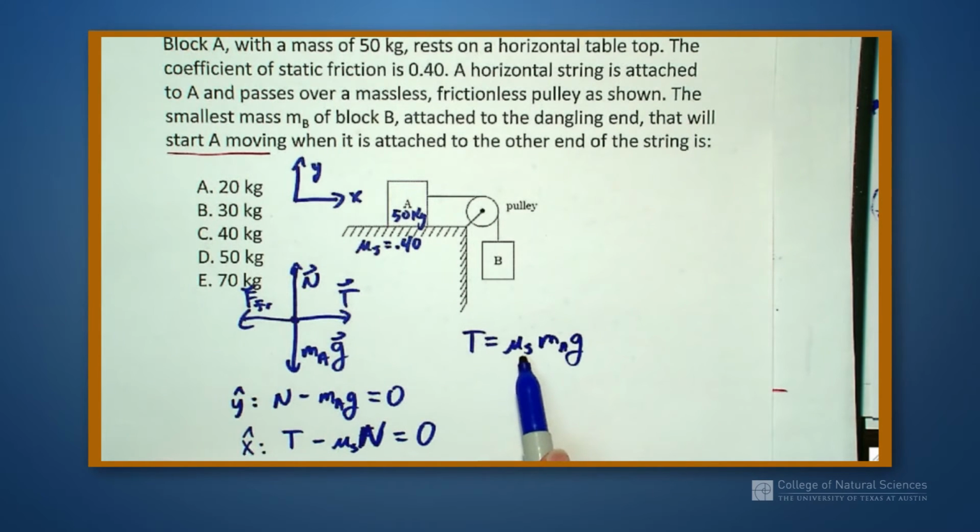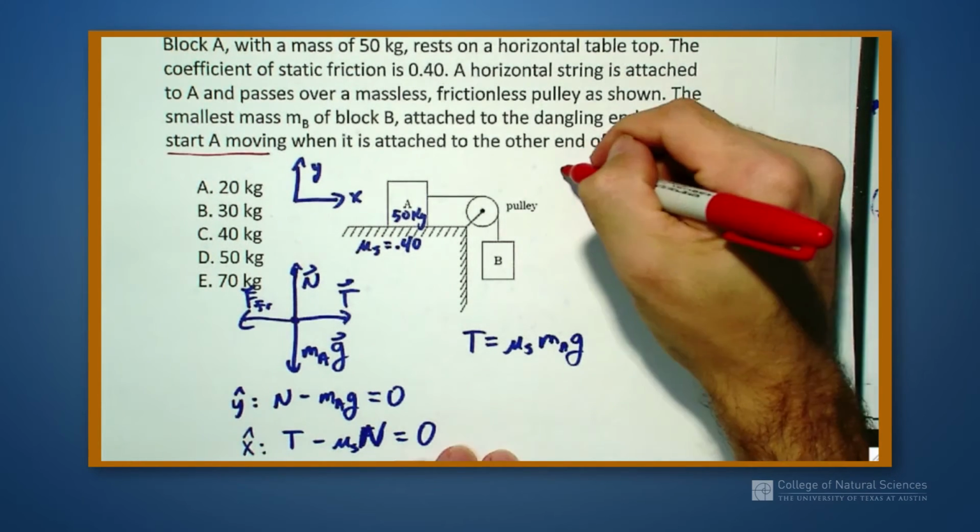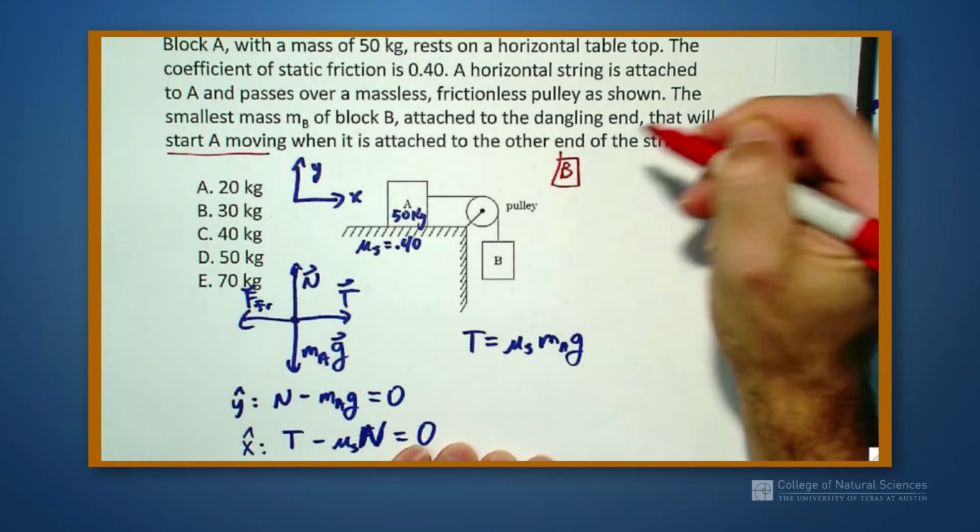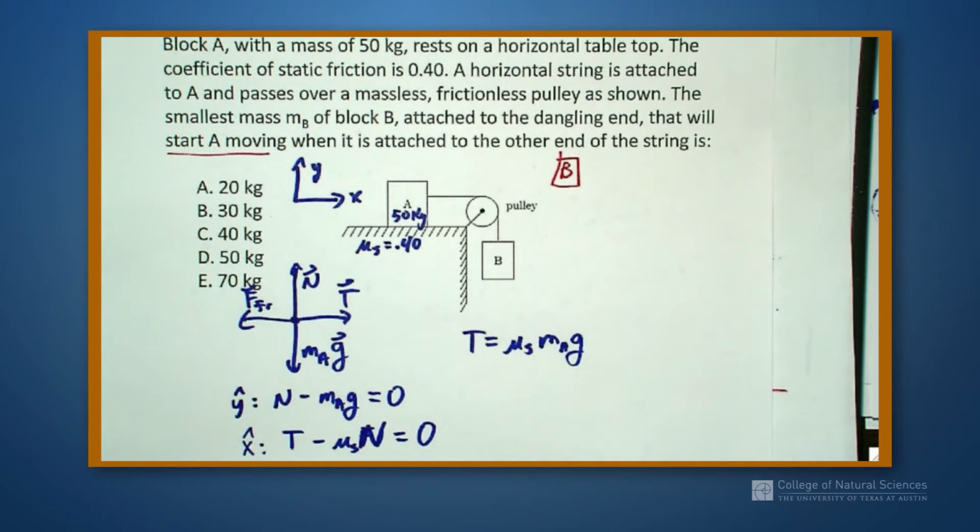Well, I don't know mu s and I don't know T, so hopefully I can get this answer using some other information. But all I did is say that the normal force was equal to the weight force. The normal force now is over here, so move this to the other side, I get T is equal to mu s times m A g. At that point, we can go no further with block A. So let's look at block B.